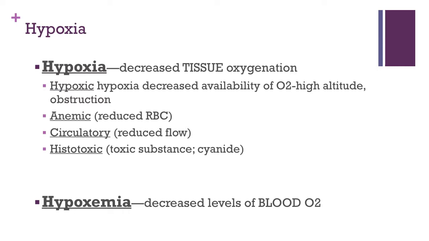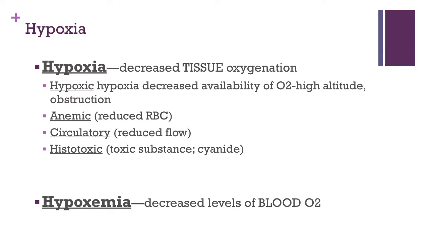Hypoxic hypoxia is the decreased availability of oxygen in something like high altitude or obstruction. So you could have hypoxia, decreased tissue oxygenation in a specific area, without necessarily having hypoxemia. You might have normal levels of oxygen in the blood elsewhere, but just simply be hypoxic within a specific tissue. Anemia is a cause for hypoxia. We do not have enough red blood cells to transport oxygen, and therefore we're just not getting enough oxygen to our tissues.